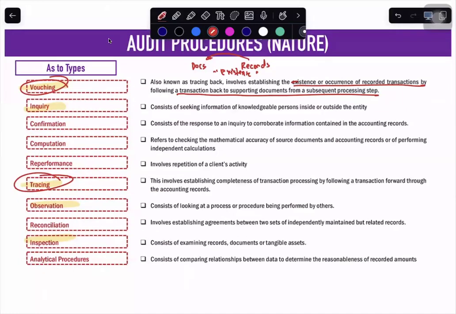How about in tracing? You look whether the documents are in the records. So this is more about completeness. Whether the documents are placed in the records, the assertion there is completeness. Whether the records are evidenced by a document, then the assertion there is existence, and the audit procedure there is known as vouching. Here it's known as tracing.